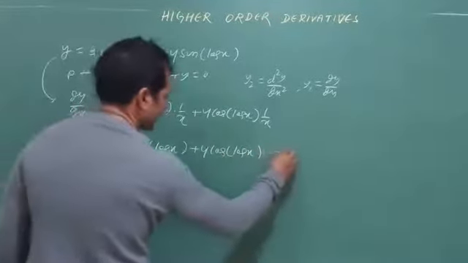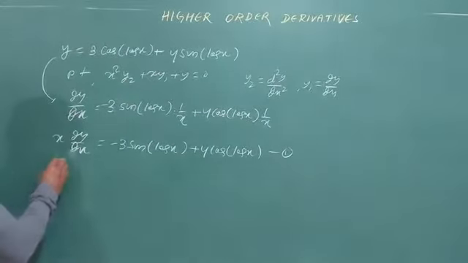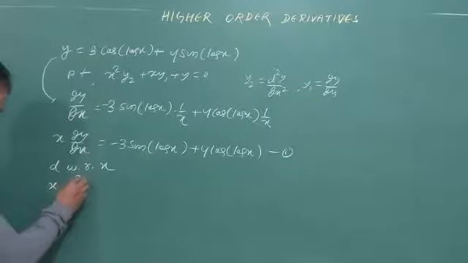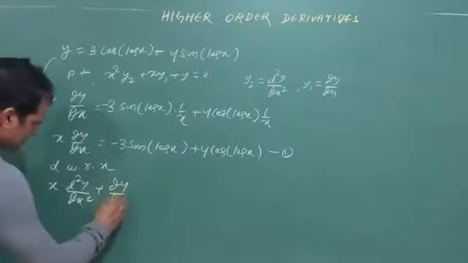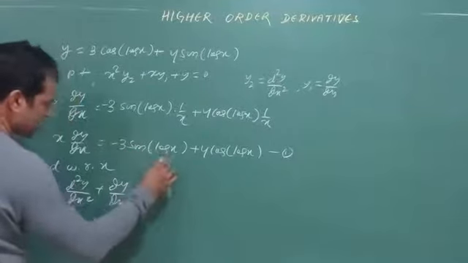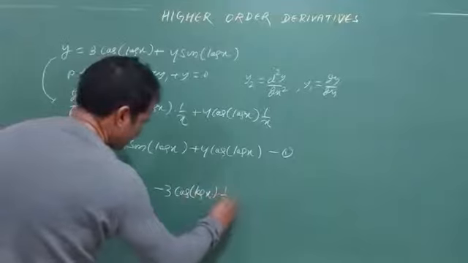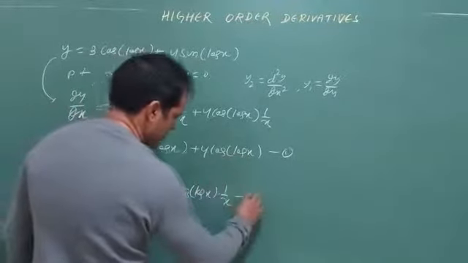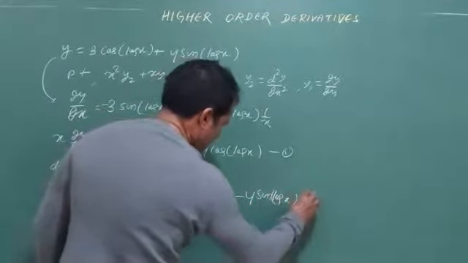Alright, equation number 1. As I have to go for the second order derivative, again I will differentiate with respect to x. x into d2y by dx2 plus dy by dx into x derivative is 1, minus 3 sin log x derivative cos log x into log x derivative is 1 by x, cos log x derivative minus sin, minus 4 sin log x into log x derivative is 1 by x.